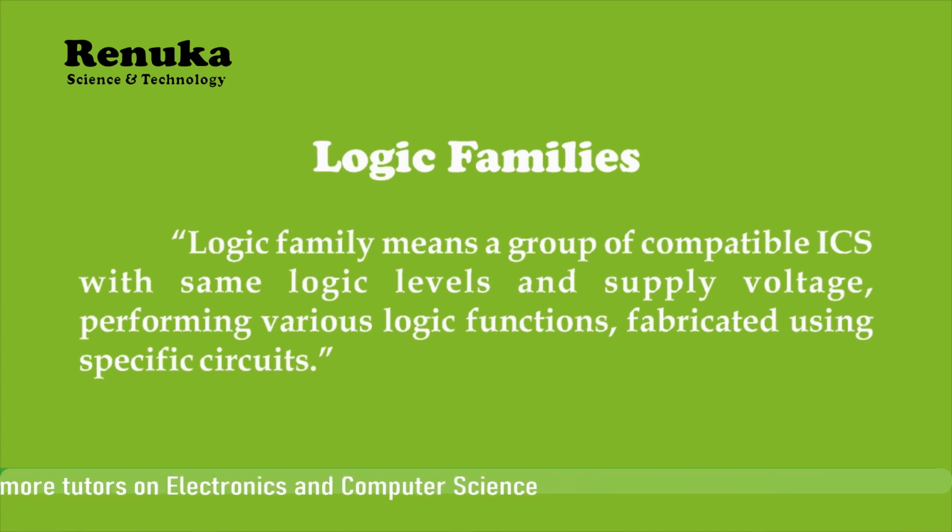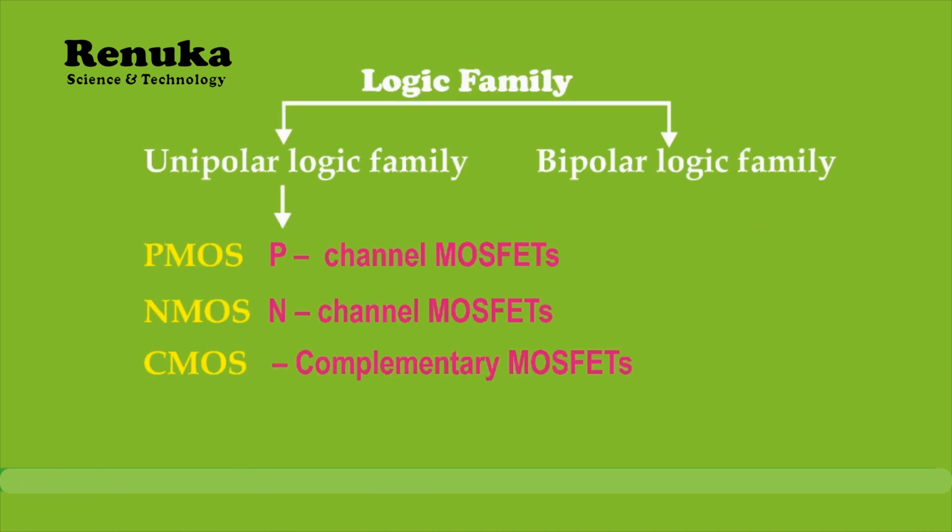Now let us see the classification of these logic families. First of all, this logic family is classified into two types. One is called unipolar logic families and the second is called bipolar logic families. Let us see what is meant by unipolar logic family. Field effect transistors and metal oxide semiconductor field effect transistors, these devices are unipolar and they are used in unipolar MOS logic families. Now what do you mean by unipolar?